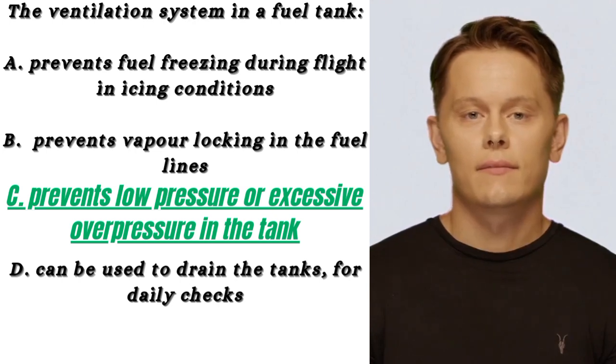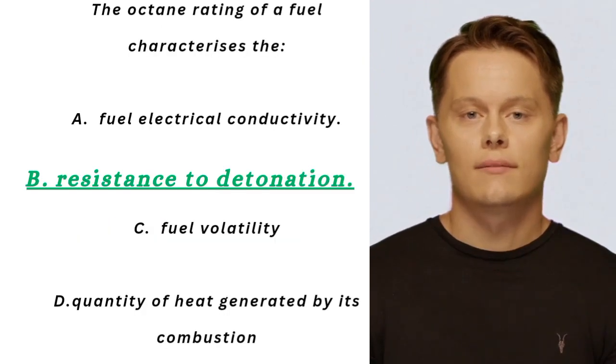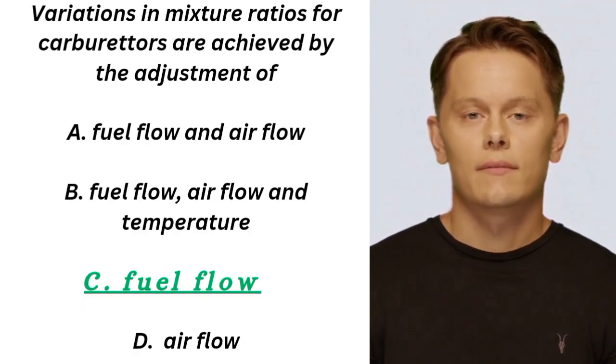Question 11. The ventilation system in a fuel tank. The answer is C. Prevents low pressure or excessive overpressure in the tank. Question 12. The octane rating of a fuel characterizes. The answer is B. Resistance to detonation. Question 13. Variations in mixture ratios for carburetors are achieved by the adjustment of. The answer is C. Fuel flow.